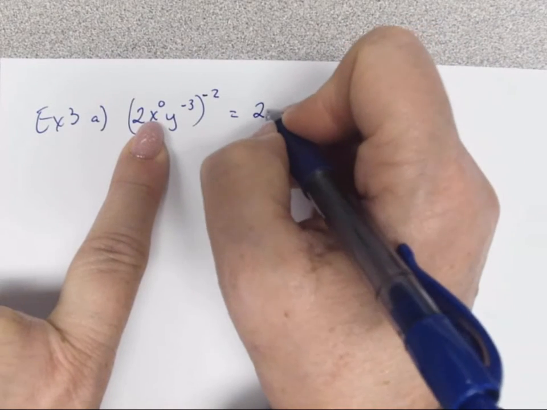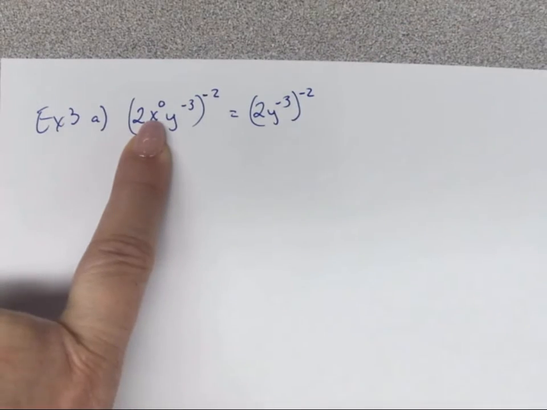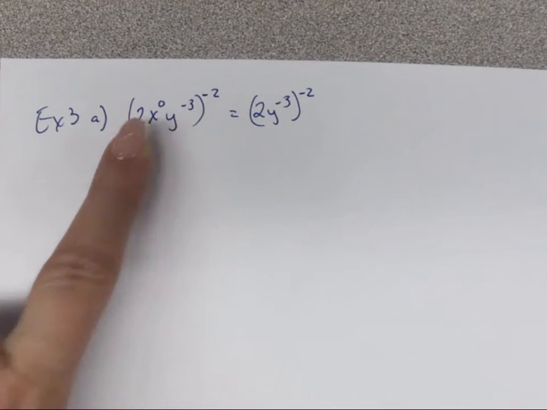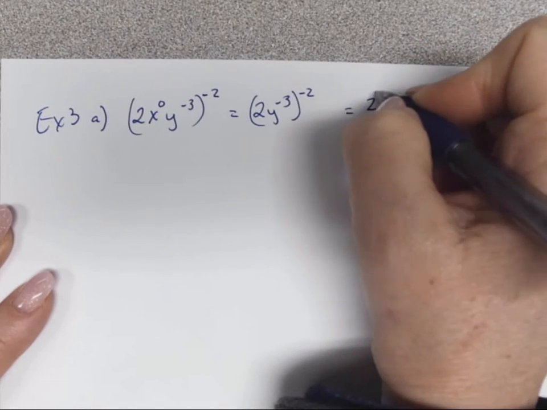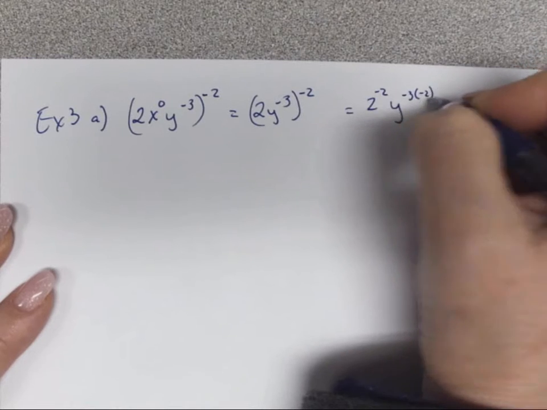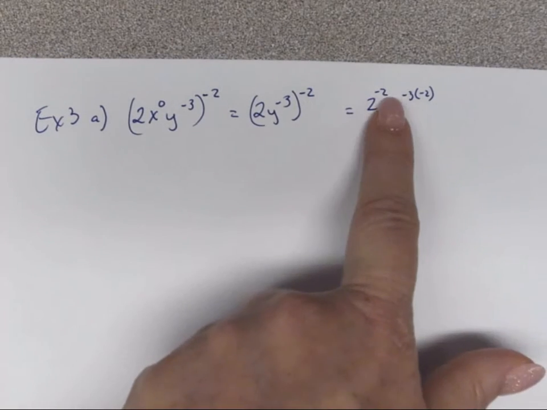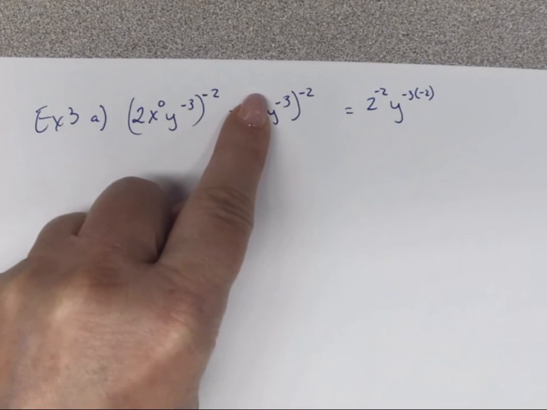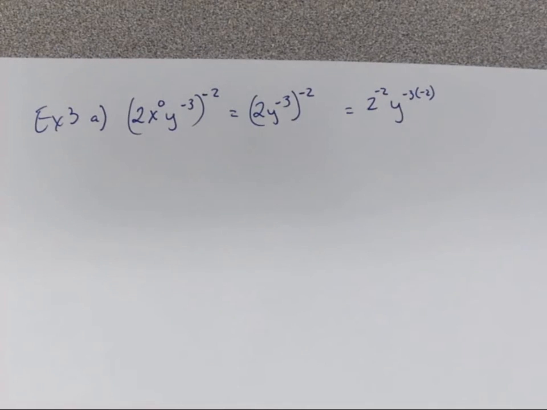So I'm just going to rewrite it as (2y to the negative 3) raised to the negative 2, because that 1 won't change anything. All right, so now we have 2 to the negative 2 power and y to the negative 3 times negative 2. And if you're wondering how come we just raise it to that negative 2, well, because that's like 2 to the first. 1 times negative 2 gets you that negative 2.